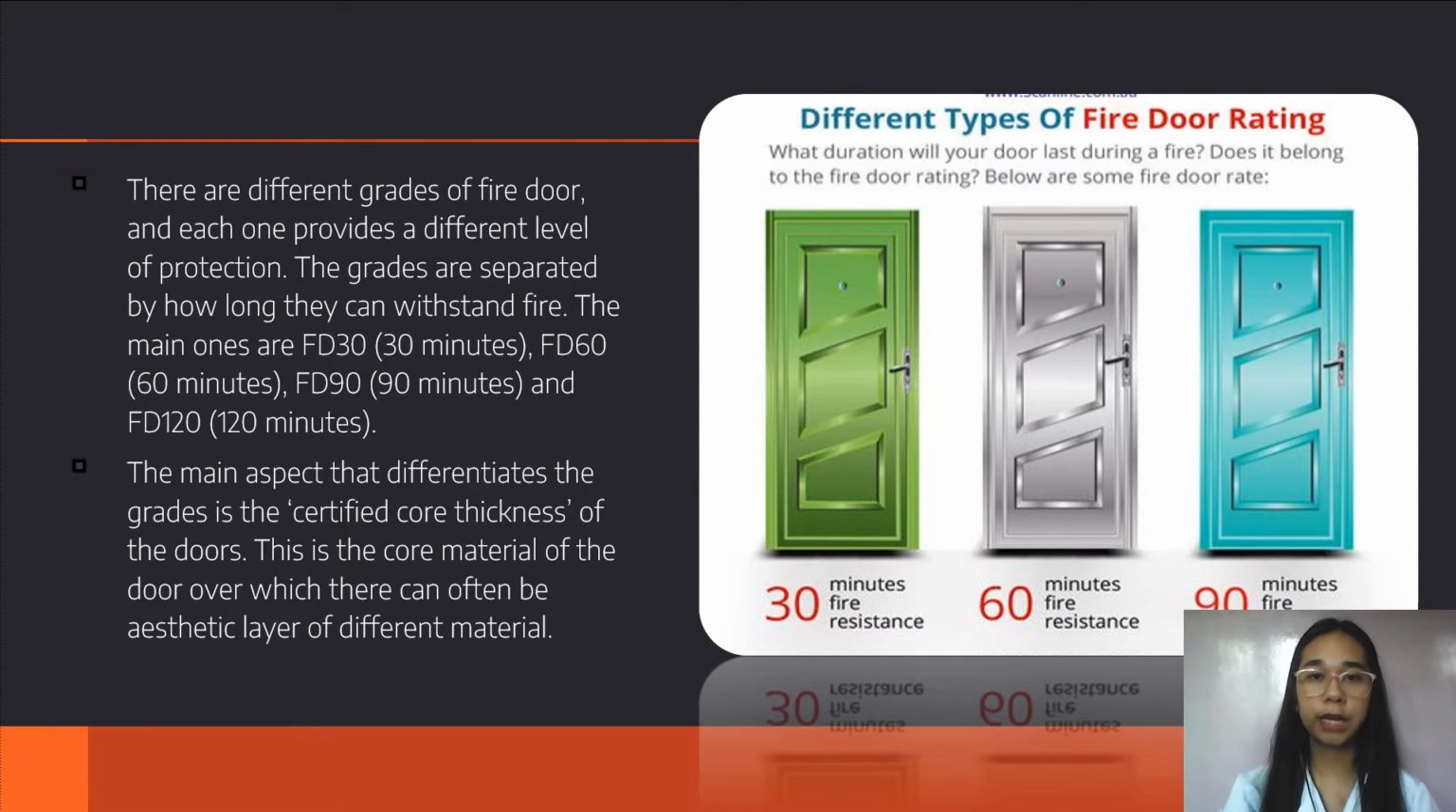Now there are different grades of fire door, and each one provides a different level of protection. The grades are separated by how long they can withstand fire. The main ones are FD30, which is 30 minutes, FD60, which is 60 minutes, FD90, which is 90 minutes, and FD120, which is 120 minutes. The main aspect that differentiates the grades is the certified core thickness of the doors. This is the core material of the door, over which there can often be a static layer of different materials.